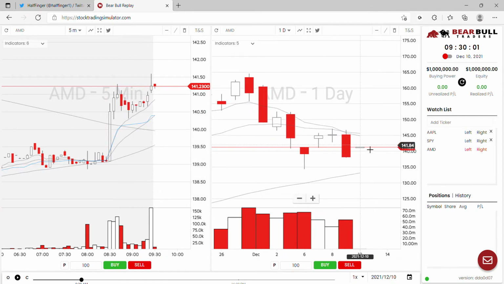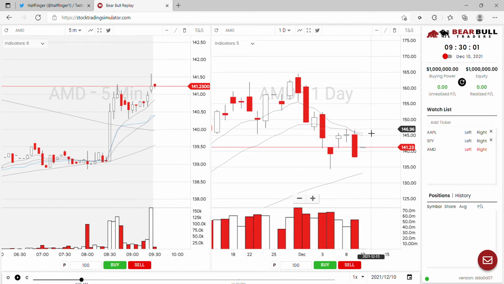So it's pretty interesting to see if it can go up all the way to 145, or if it has the range to come down to test a few of the levels here. But it looks like a good stock to trade.